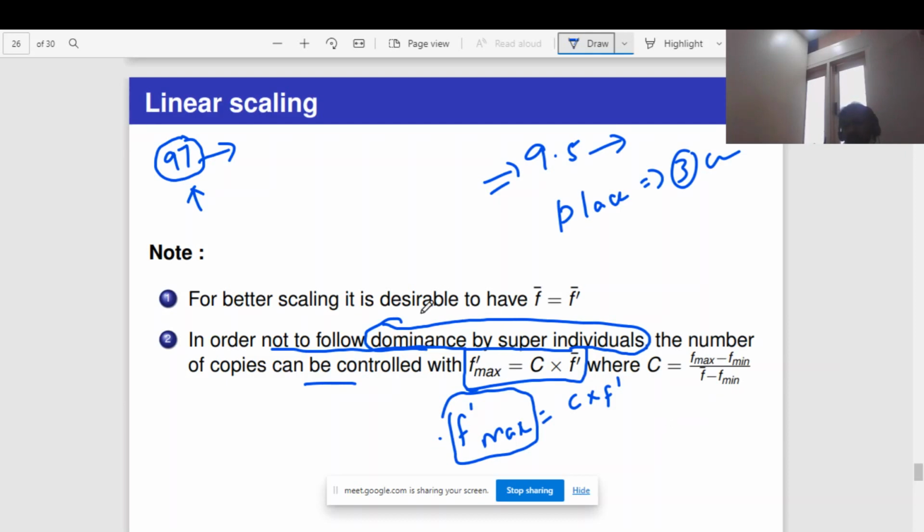Could you now summarize what is meant by not allowing dominance by superior individuals? How is it done? What is the upper limit? For example, this is the 10th individual. Maximum how many times can he appear? f dash max times. If it is beyond that, the algorithm will not select that individual, right?